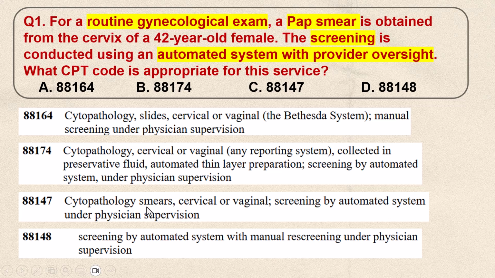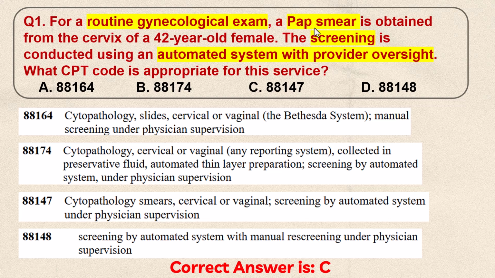So here you can see this is a cytology smear. So pap smear or here cytology smear, cervical or vaginal, purpose screening, automated plus physician supervision. All the explanations are exactly matching the case. So the correct answer should be 88147. If you see the other code, 148, screening by automated system with manual rescreening under physician supervision. So in our case, only automated plus physician supervision, but this code is automated and manual. So that code is also not suitable. So the correct answer is answer C, 88147.